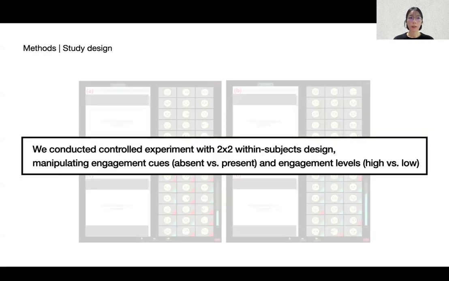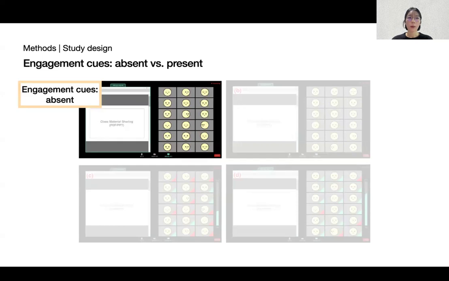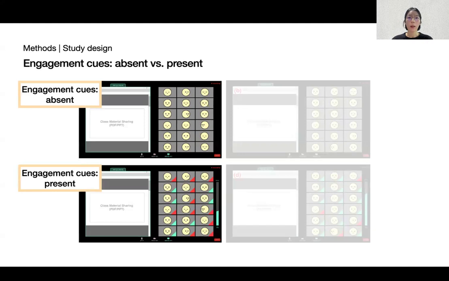To test these Hs and RQs, we conducted a controlled experiment with a two by two within-subject design by manipulating student engagement cues as absent versus present and engagement levels as high versus low. For student engagement cues, we utilized two interfaces: one for the engagement cues absent condition and one for the engagement cues present condition.